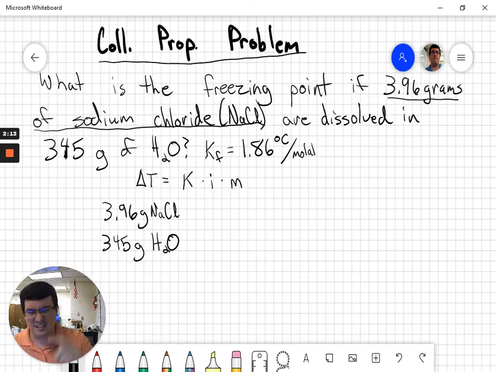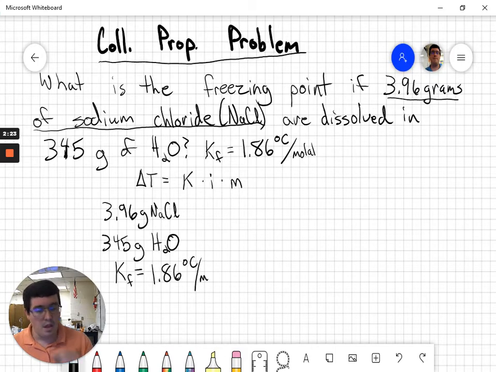Some of you may be jumping ahead and saying, I think I see something here. But we do have down here Kf equals 1.86 degrees C per molal. One thing I can figure out fairly quickly is I for sodium chloride. We know water is going to be our solvent, because it says sodium chloride is dissolved in water, so the thing that gets dissolved is the solute. The thing that's getting dissolved in is the solvent.